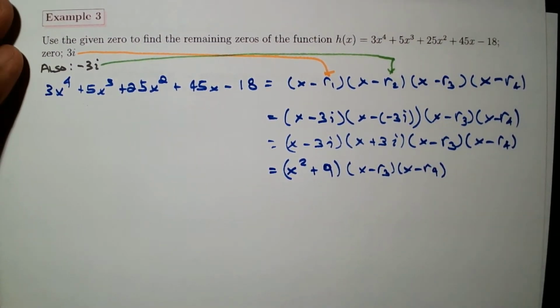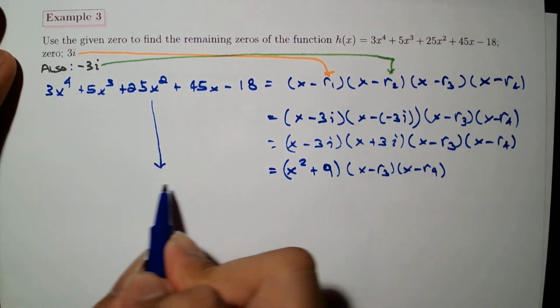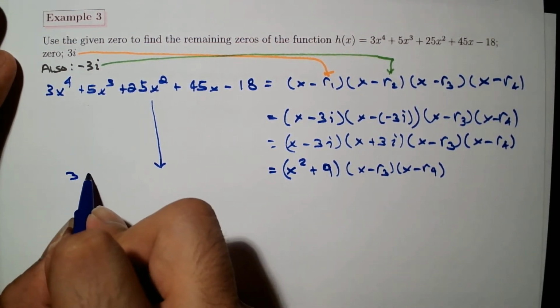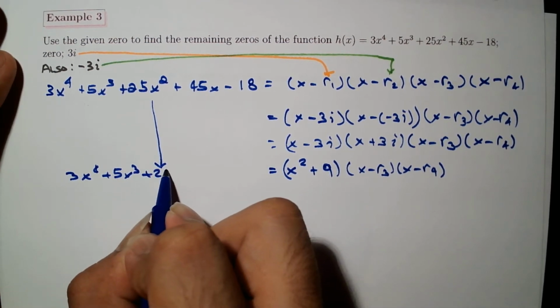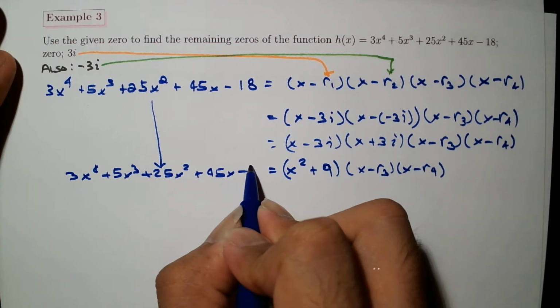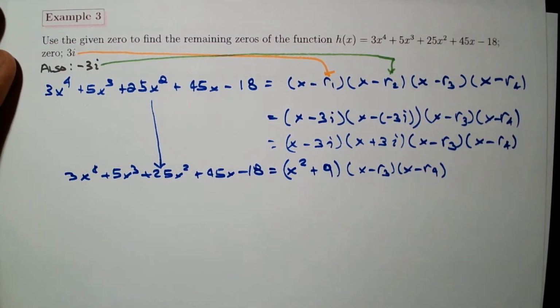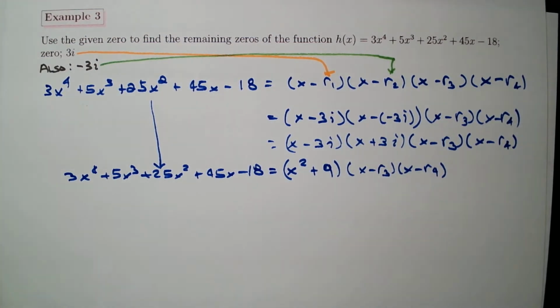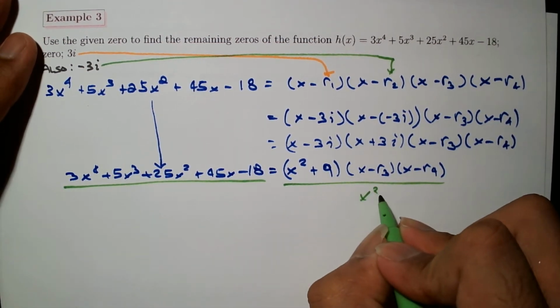All right, now let's see. This is the same as here: 3x to the 4 plus 5x cubed plus 25x squared plus 45x minus 18. Now, how are we going to find those two remaining zeros? All right, so I'm going to divide both sides by the quantity x squared plus 9.